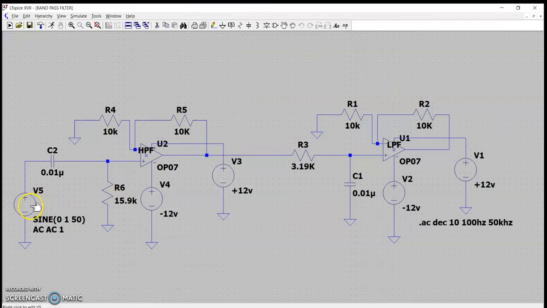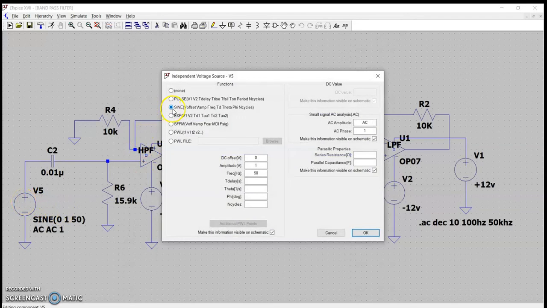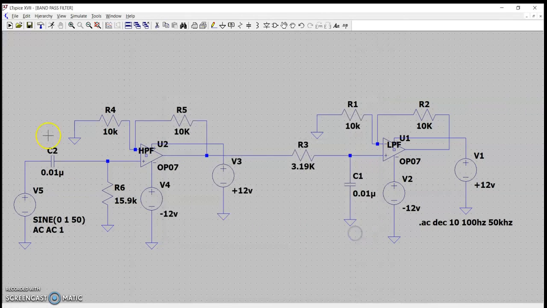Now see here, this voltage source we have taken as a function generator. You all know how to change your voltage source to a function generator. You need to move your cursor on top of this voltage source, right click on this and select sine wave, and DC offset is equal to 0, amplitude is equal to 1 volt, frequency is equal to 50 hertz, and AC amplitude, AC phase, single phase, and then click OK.